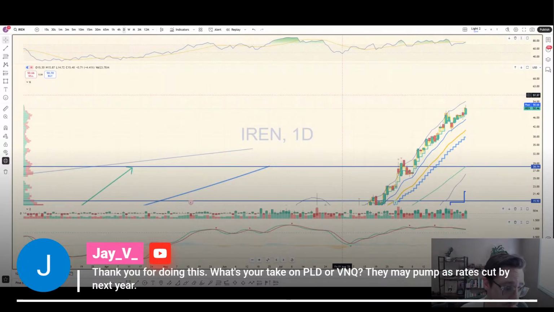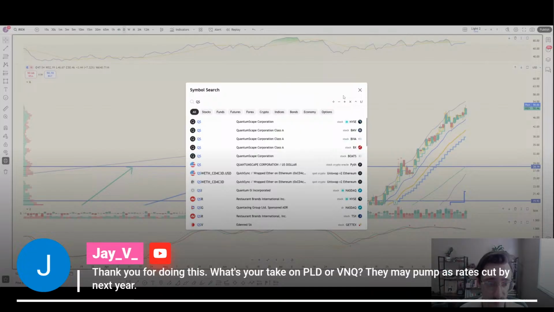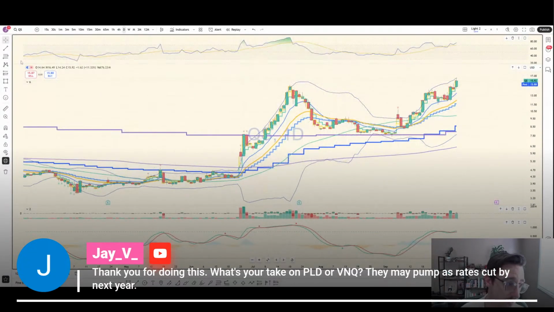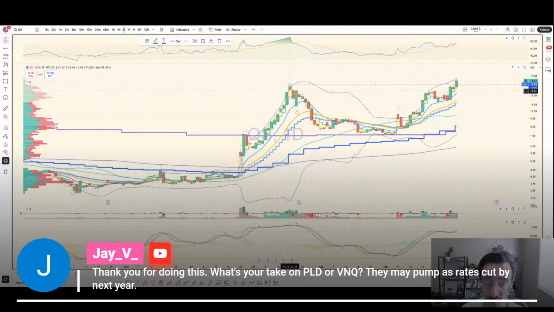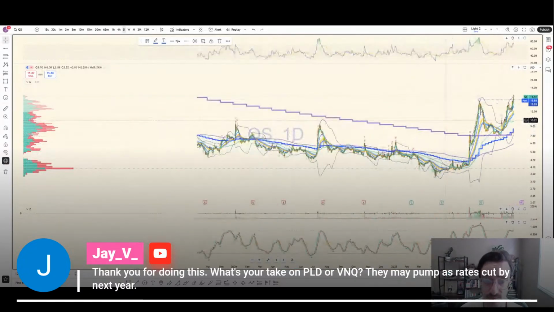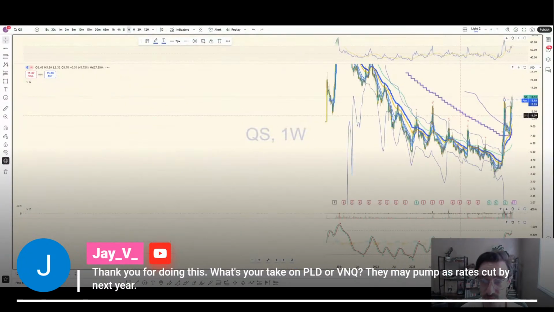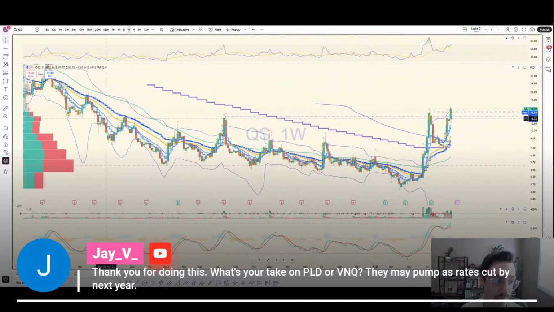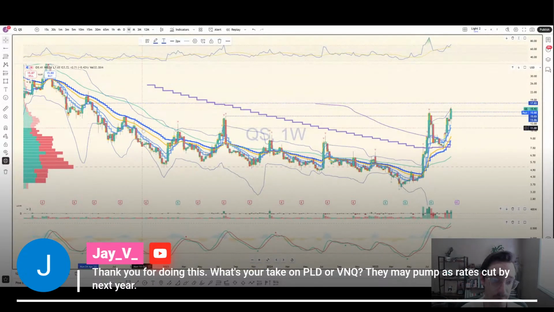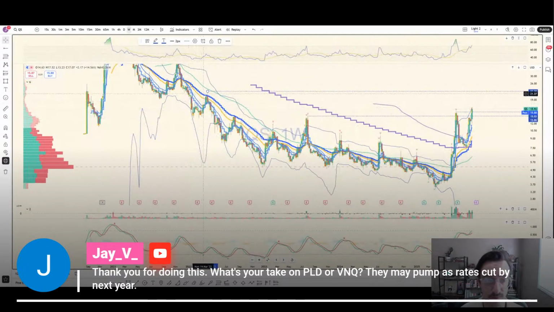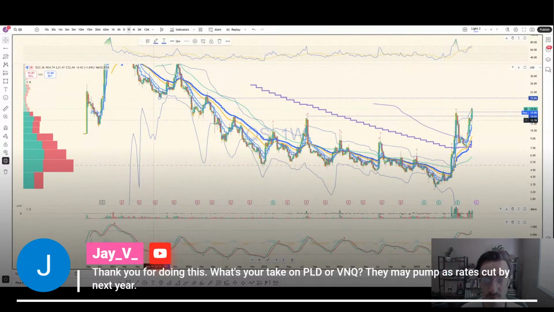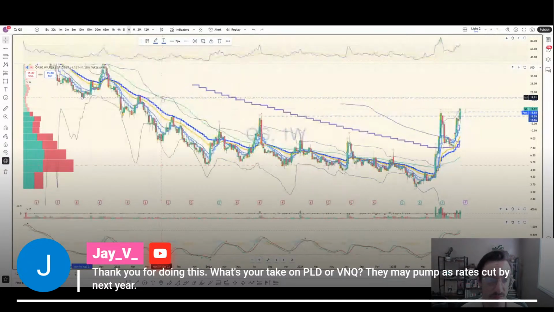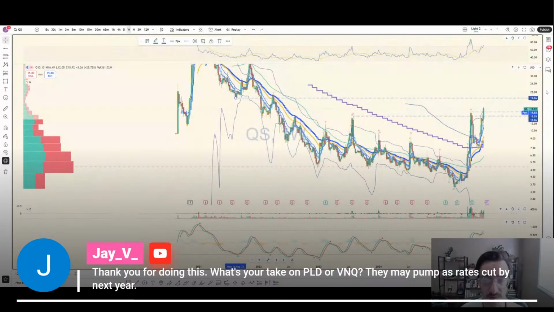QS. Look at QS. Incredible. Look at that. Beautiful. So it just broke out. Further broke out, I should say. But yeah, beautiful breakout. And give it one of these too. Looks like it's going to 20 to me. Probably higher.